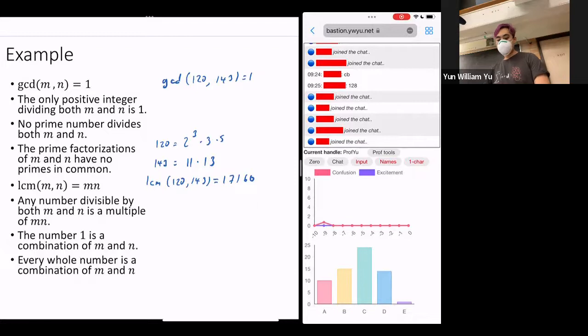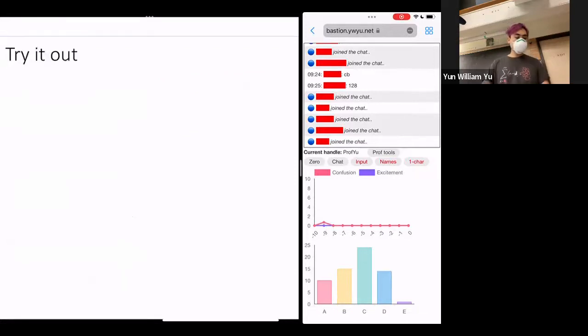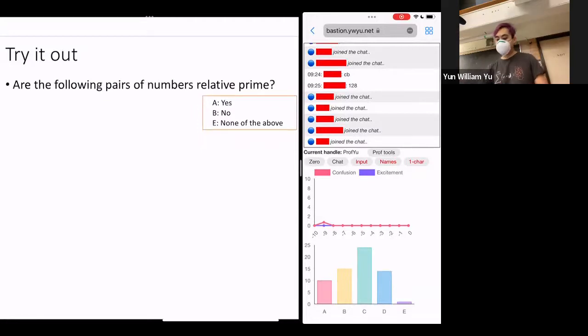So let's have you all try it out. Are the following pairs of numbers relatively prime? What about 49 and 77? So remember, there are a bunch of different ways you can check that they're relatively prime. Do they have any common divisors? You can write out the prime factorization. You can use the Euclidean algorithm. All these ways will work.